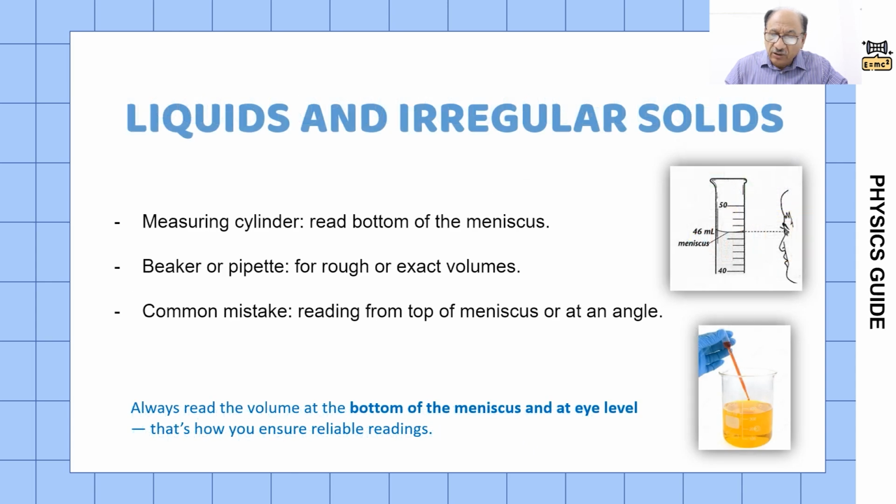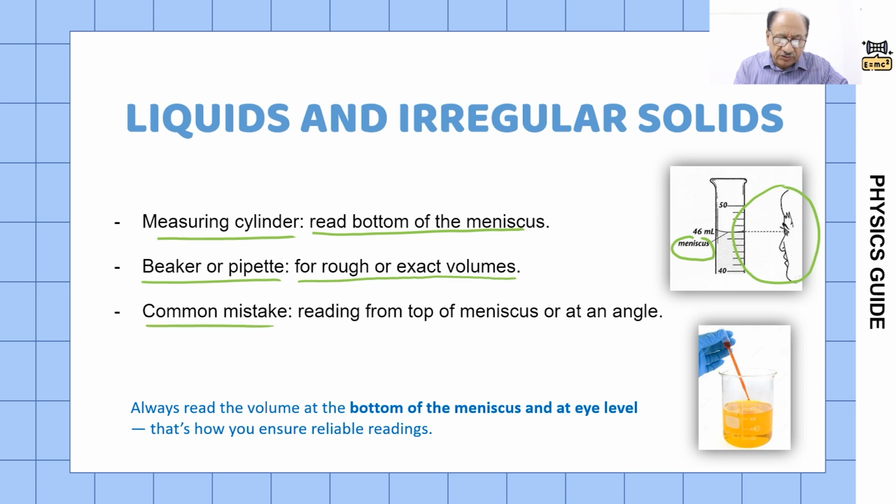Liquids and irregular solids: we are measuring liquids using a measuring cylinder, and we have to read the lower meniscus. For this, read the bottom of the meniscus, and you should be at eye level as shown in the diagram. Use a beaker or pipette for rough or exact volumes.